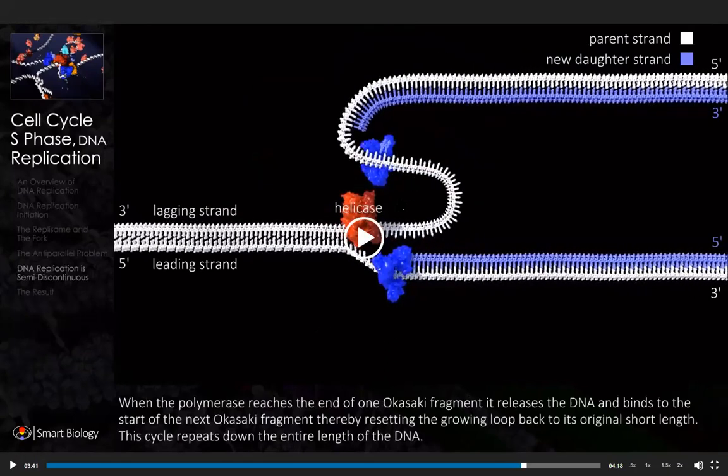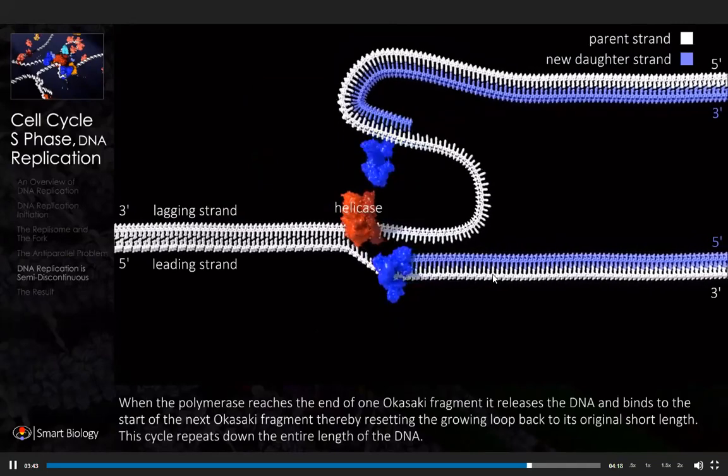replicating it. So when the polymerase reaches one end of the Okazaki fragment, it releases the DNA and binds to the next part of the template so that the next Okazaki fragment can be generated again. This cycle repeats down the entire length of the DNA.